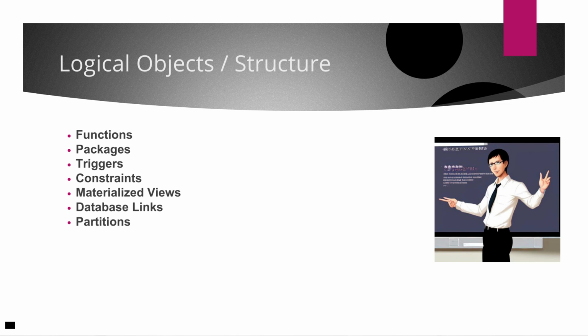Foreign key constraint: establishes a relationship between two tables by ensuring that values in a column of one table match values in a primary key column of another table. Check constraint.